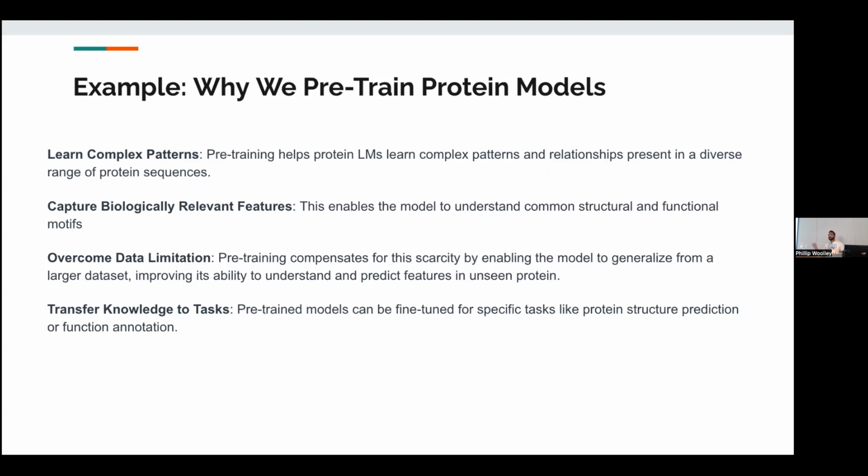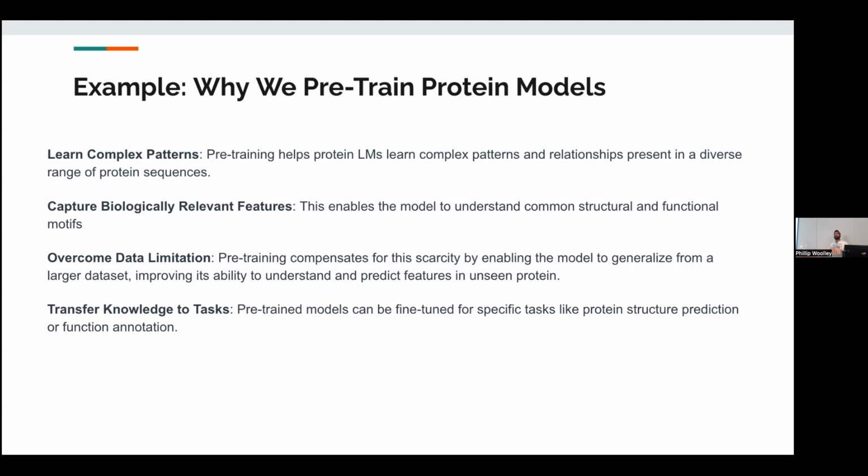Okay, let's take the last example for transfer learning and pre-training and fine-tuning. Before this, we were going through an example of DNA, right? Now let's look through protein. So why do we want to pre-train protein models? During pre-training, what does the model do?